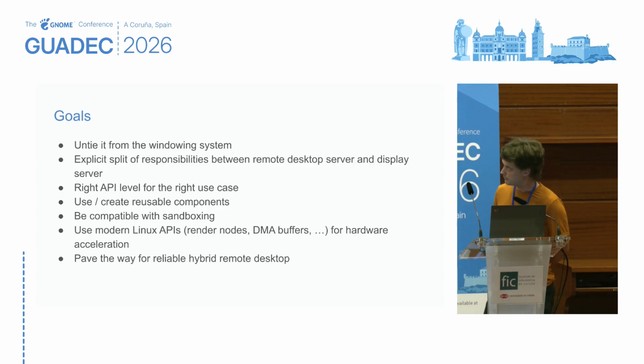And use modern API, no GLX specific extensions, and just use what is the gold standard now, as in render nodes for rendering and buffer allocation, DMA buffers for passing hardware buffers around. And another goal, pave the way to make it possible to implement a reliable hybrid remote desktop solution.